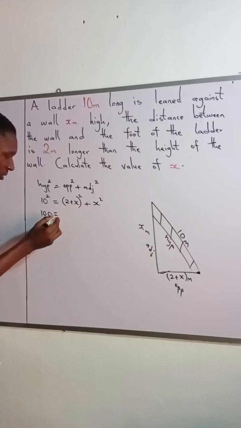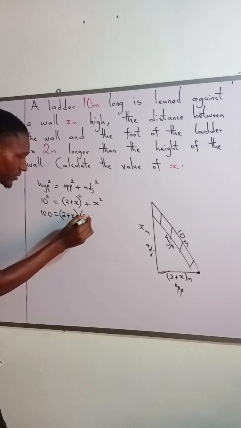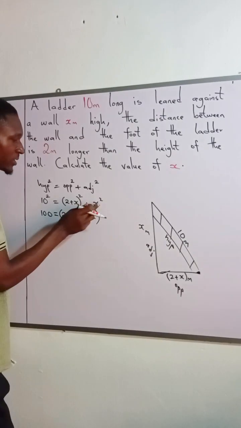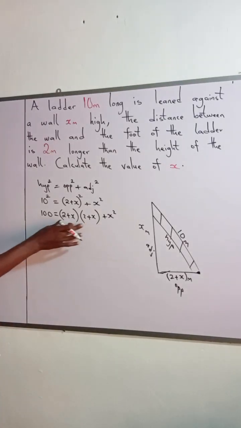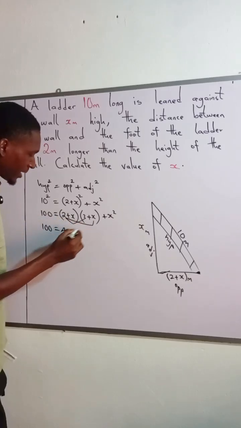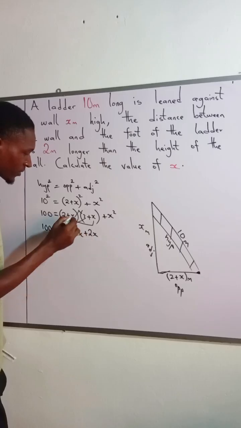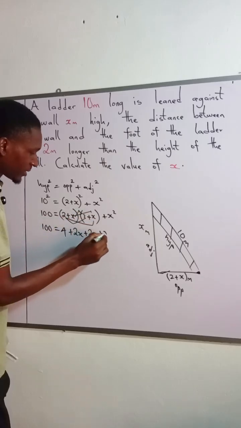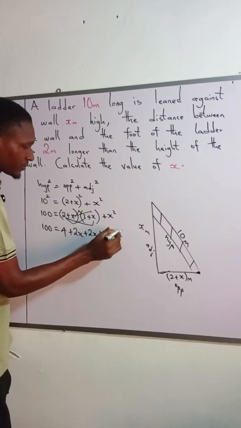(2 + x) squared is the same thing as (2 + x) multiplied by (2 + x). Now let's open this bracket. 2 multiplied by 2 is 4. 2 multiplied by x is 2x. Now, x multiplied by 2 is also 2x, and x multiplied by x is x squared, plus the other x squared. This x squared comes down.